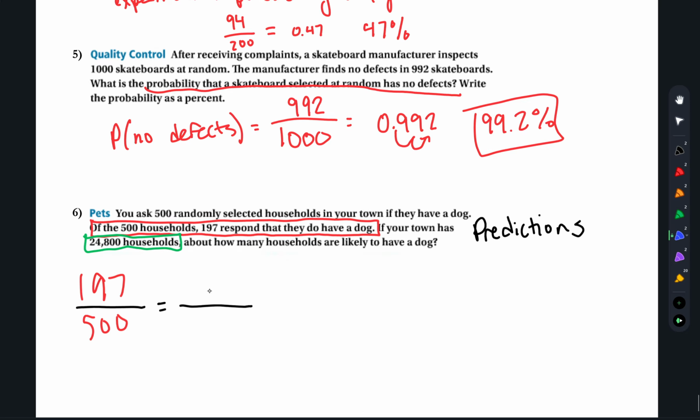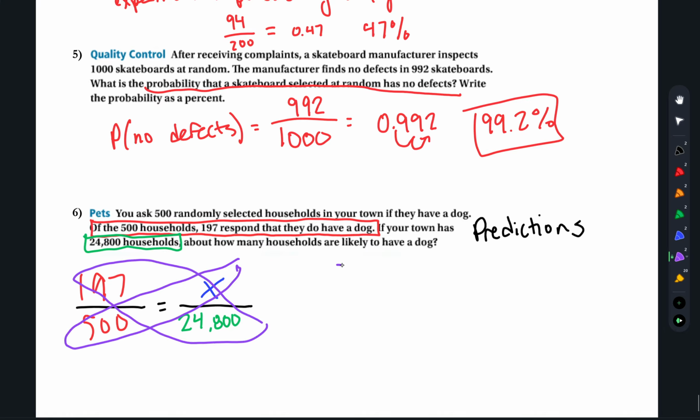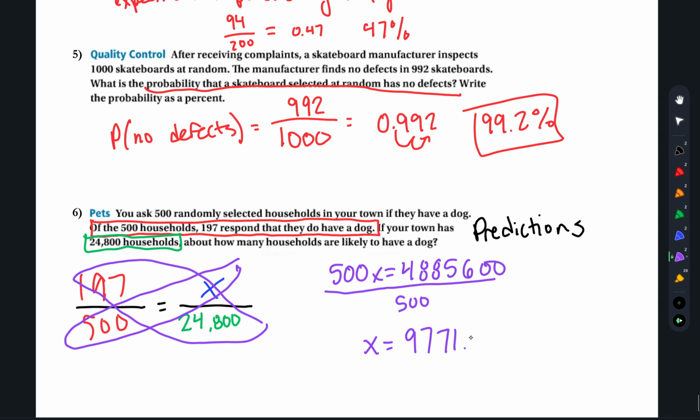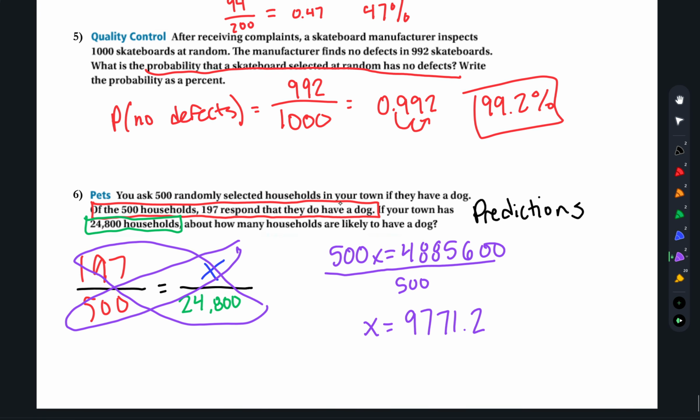Now, we don't know how many people have dogs in our town, but we do know how many total households are in my town. 24,800. How do we solve this? Put an X at the top and then cross multiply. We're cross multiplying: 500x equals big number, 4,885,600. We're going to divide by 500 to get x equals 9,771.2. I'm talking households here.